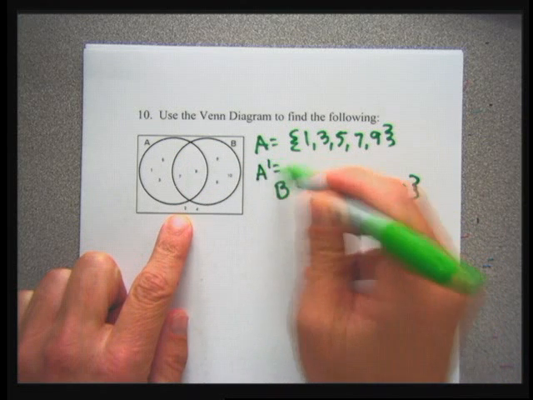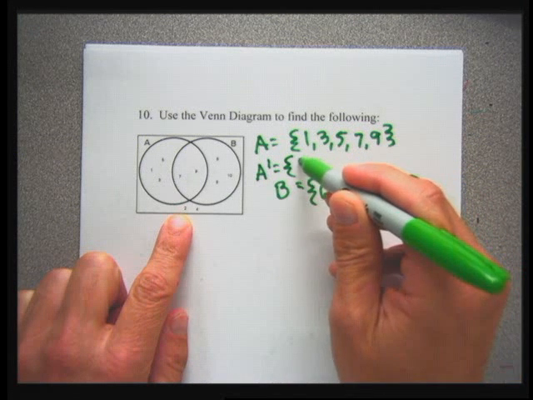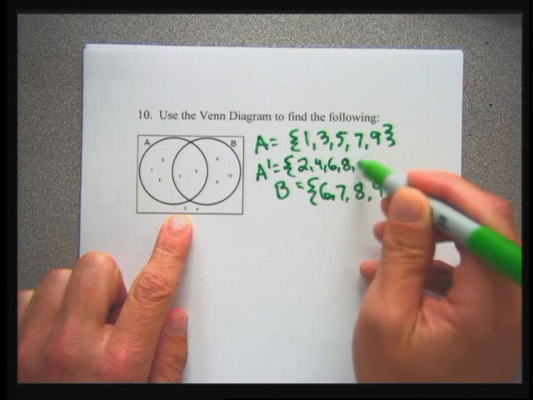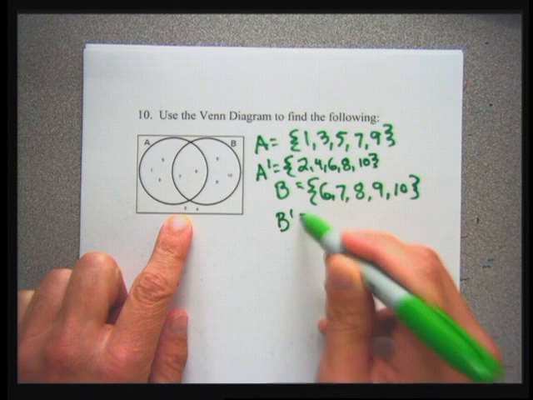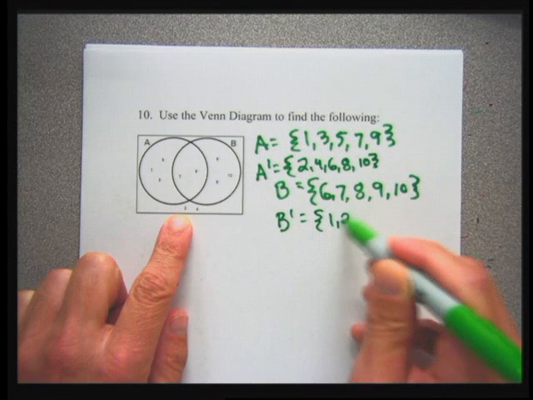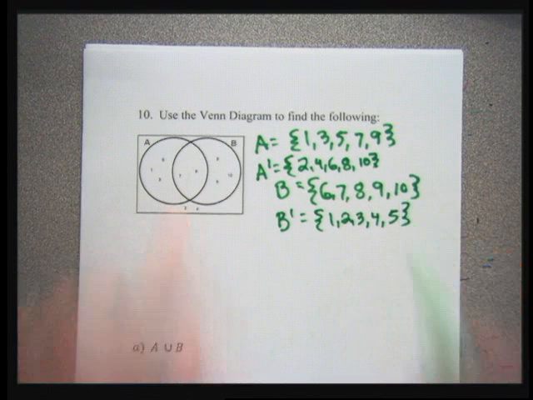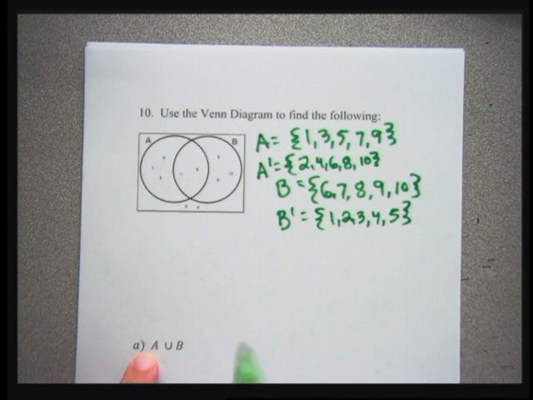A prime is any number between 1 and 10 that's not in A, and it's going to be 2, 4, 6, 8, and 10. B prime is any number between 1 and 10 that's not in B, and that's going to be 1, 2, 3, 4, and 5. So I can answer all the questions that are posed in number 10 by just knowing those sets without using the pictures, or I can use the pictures. For me, it's easier not to use the picture.